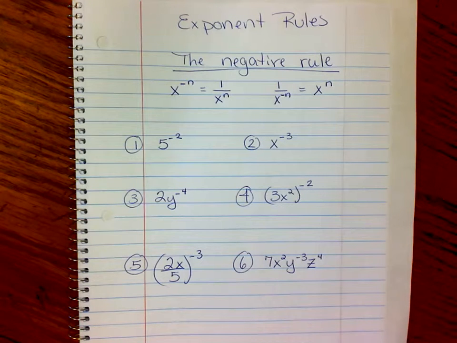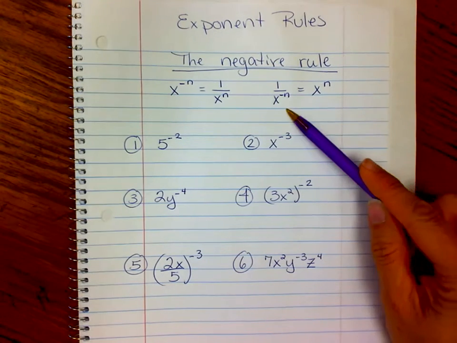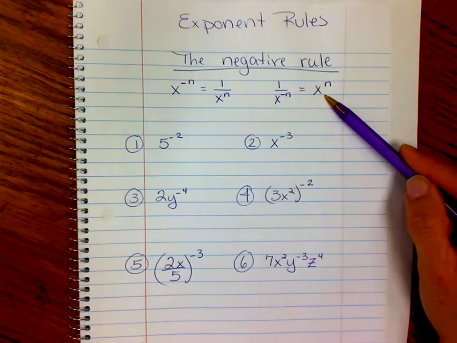This rule we're talking about today is the negative rule. So if you have a variable or a number raised to a negative exponent, what it's telling you is that it's in the wrong place. If it's in the numerator, you need to change it to the denominator. If it's in the denominator, it needs to change to the numerator, and then it becomes positive.